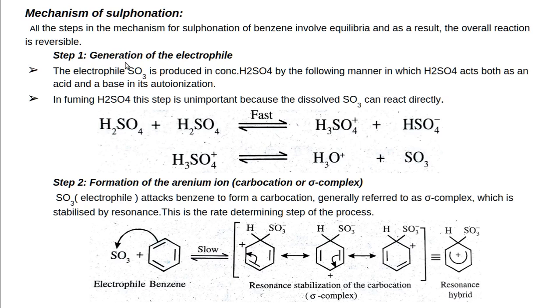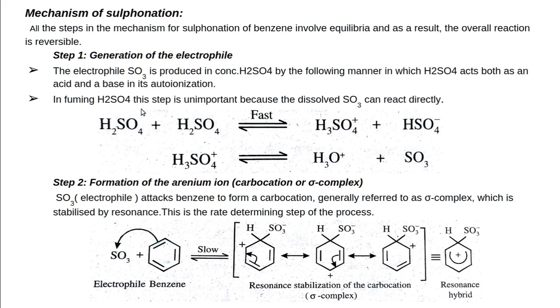So first step is always the generation of the electrophile. The electrophile SO3 is produced in concentrated sulfuric acid by the following manner, in which sulfuric acid acts both as an acid and as a base in its autoionization. So the electrophile is SO3. It is produced in the first step.